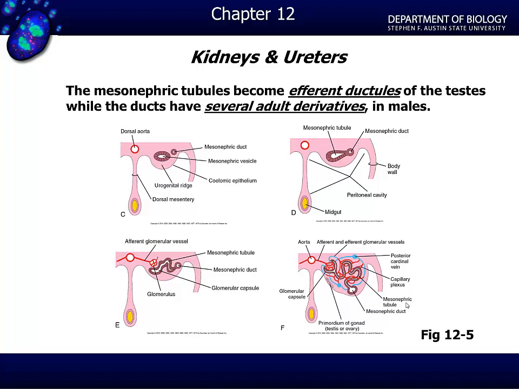And what we're going to see is that the mesonephric ducts may also be utilized for various other adult derivatives in males, and we'll talk about that when we get to our genital tract. So now let's look at a very short video clip that's going to show you and introduce you to the concept of the changing from the pronephric kidney into the mesonephric kidney.